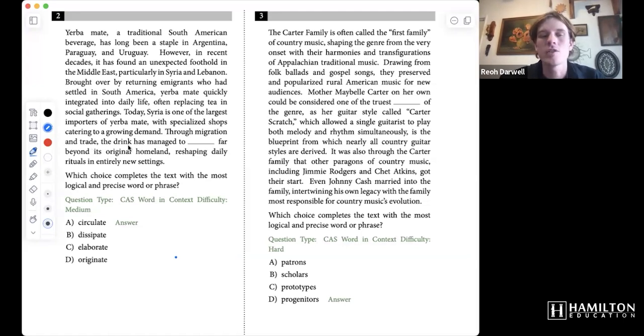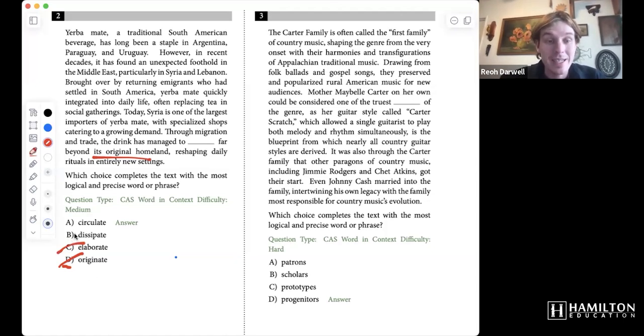Through migration and trade, the drink has managed to basically spread far beyond its original homeland, reshaping daily rituals in entirely new settings. To originate far beyond its original homeland is kind of an opposite distractor here. That sounds good, but it doesn't work, right? Because where did it originate? In its original homeland. It can't originate in the place far from its original homeland. That doesn't make any sense. To elaborate is to give more information about something. Elaborate doesn't really fit here at all, right? If you want to elaborate on something, you're giving us more.